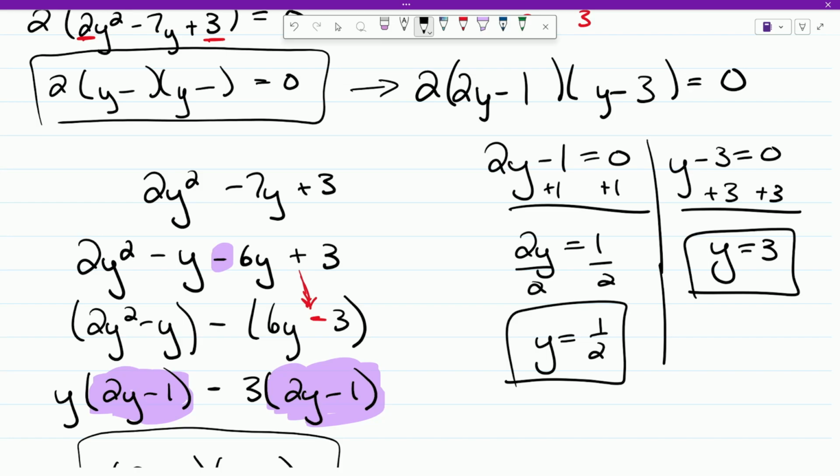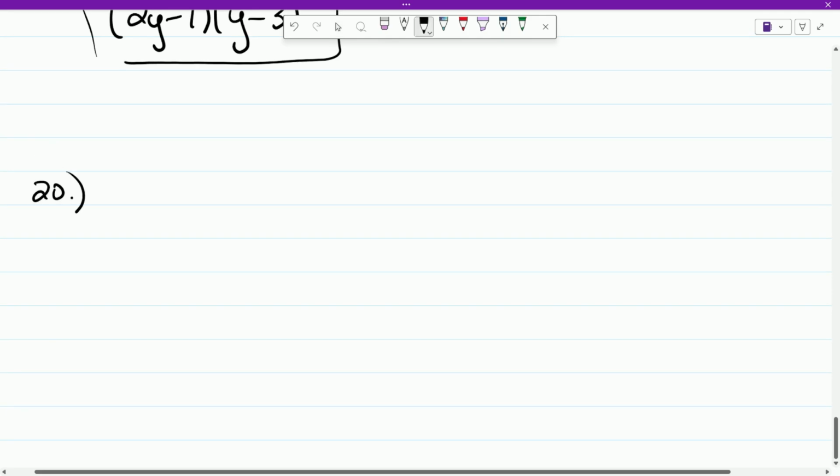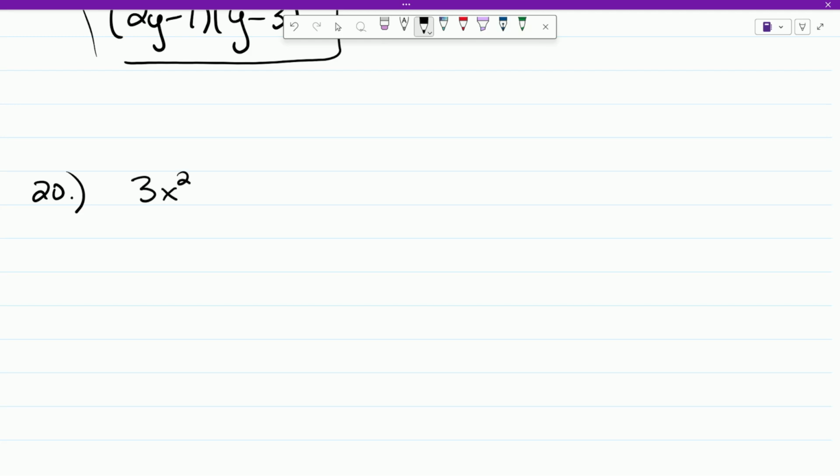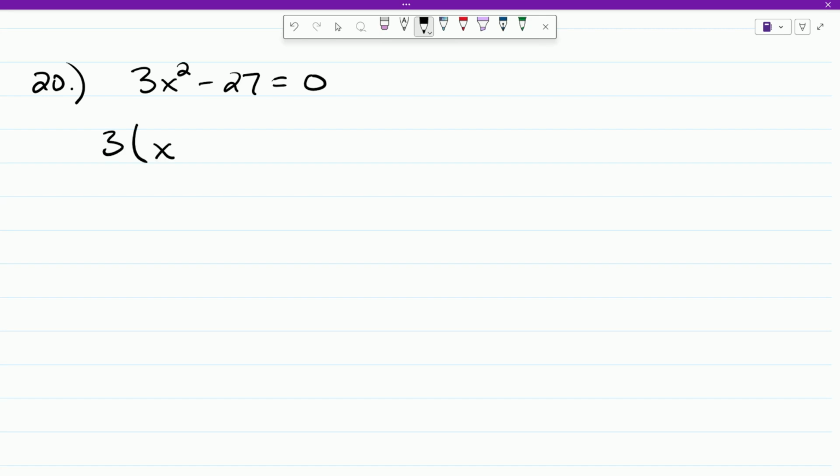All right, that was 18, so let's do 20. Number 20 is 3x squared minus 27 equals 0. First step is already done, it's set equal to 0. Step 2 is factor. Here we have a GCF again. In this case, it's only going to be a 3. When I factor a 3 out, I end up with x squared minus 9 inside of the parentheses.